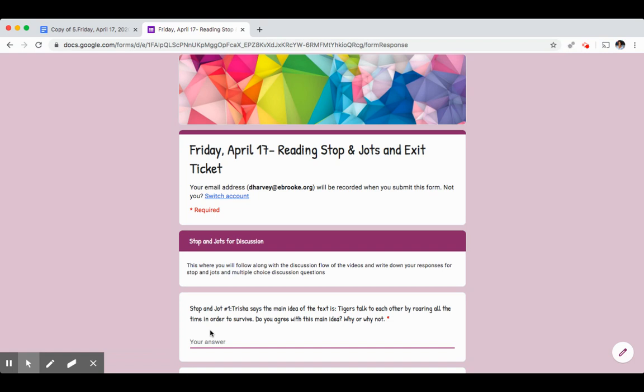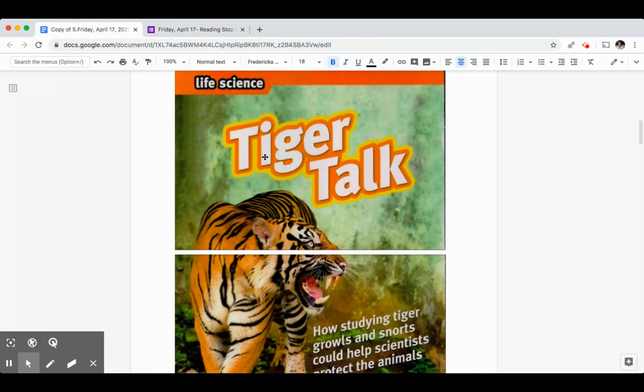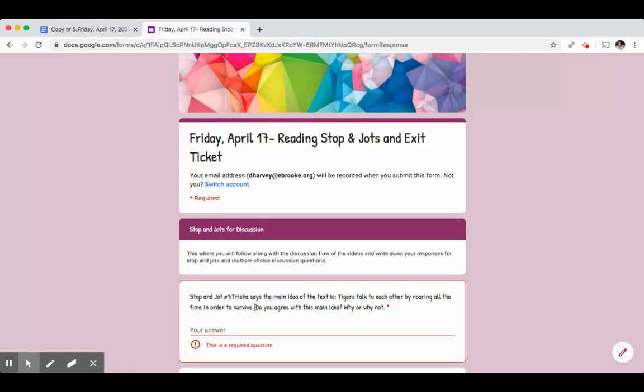into the Google quiz. So right now, go ahead and answer stop and jot number 1 based on what you read and based on what you jotted down. Do you agree that the main idea is tigers talk to each other by roaring all the time in order to survive? So now we're going to go ahead and respond to stop and jot number 1 together. First, I want to hear from somebody that agreed that the main idea of this text was tigers talk to each other by roaring all the time in order to survive.